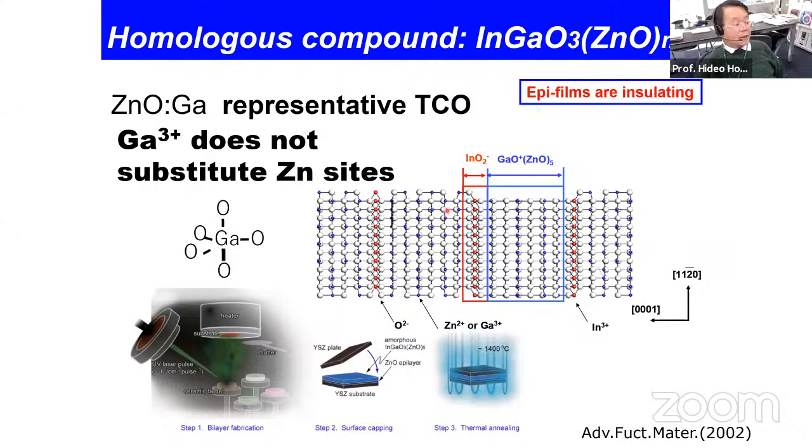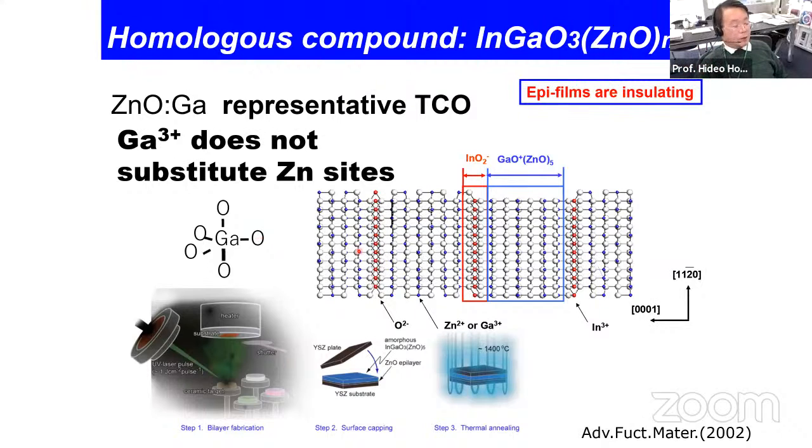Gallium does not substitute the zinc tetrahedral site but occupies the trigonal bipyramidal position. The zinc oxide units are connected by sharing this triangle. So I think that if a good quality thin film of this material is obtained, it should work as a semiconductor for a TFT.